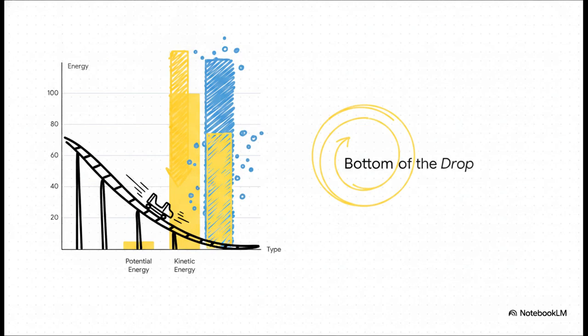But check out what happens at the bottom of the drop. As the car plummets down, its height decreases, so that potential energy drops drastically. But wait, as the height goes down, the speed goes way up. It's converting all that stored potential energy directly into a surging rush of kinetic energy. The crazy part, the total mechanical energy actually stays exactly the same. It just changed its form.